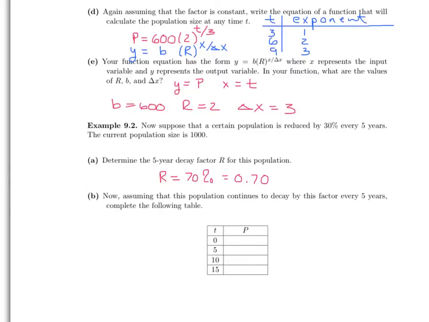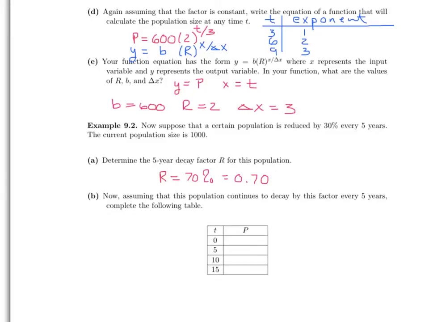Let's look at part B. Assuming that this population continues to decay by this factor every 5 years, complete the following table. Well, you'll notice in the table that the time increments are 5 years. In every one of these 5-year periods, the population should be reduced down to 70% of what it had been 5 years earlier. So let's see how the values in this table change.